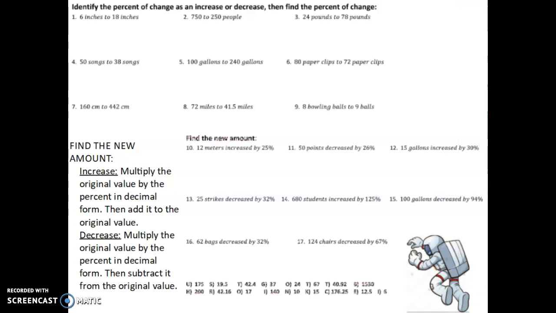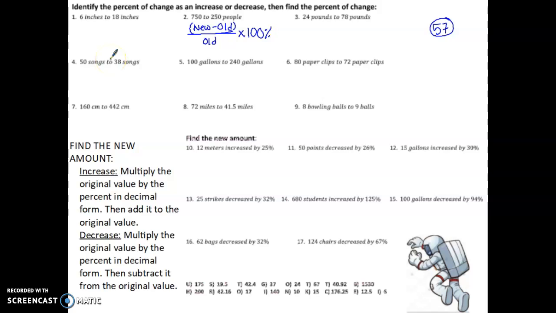Hi guys, so today we're going to be talking about starting off with page 57. You should have done that yesterday. 1 through 9, use the formula new value minus your old value. Divide all of that by old value, so meaning you're going to do that first and then divide it by the old, then multiply it by 100 and then add on that percent sign.